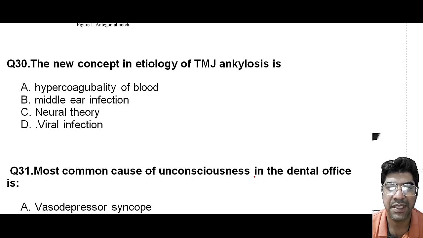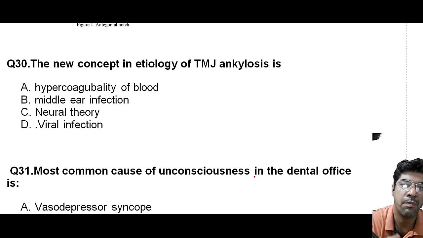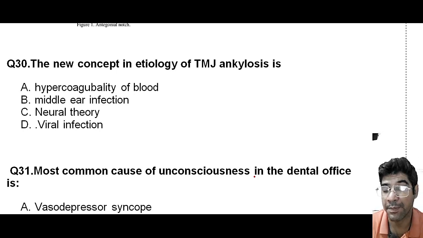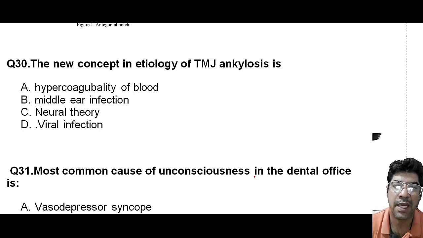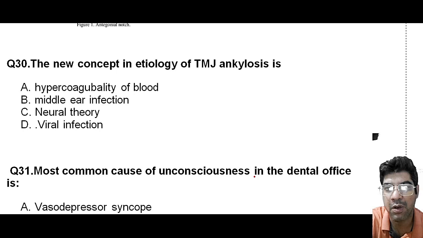So TMJ ankylosis, as we know, can result from trauma or injury to the temporomandibular joint. This trauma can lead to bleeding and hematoma, that is, accumulation of blood within the joint. In an individual with a hypercoagulable state, the blood is more prone to clotting. So when trauma occurs, the hypercoagulable blood will form more clots more readily within the joints, including the small blood vessels.